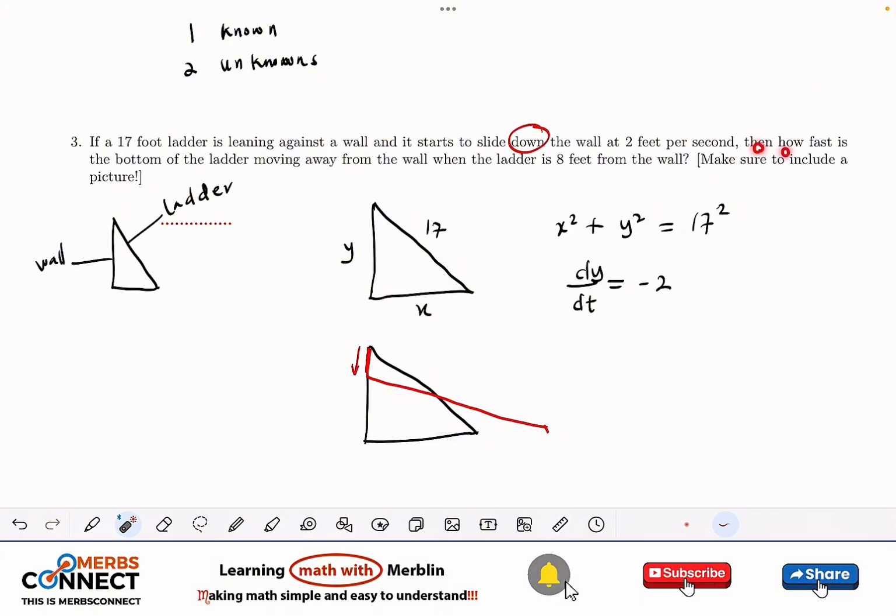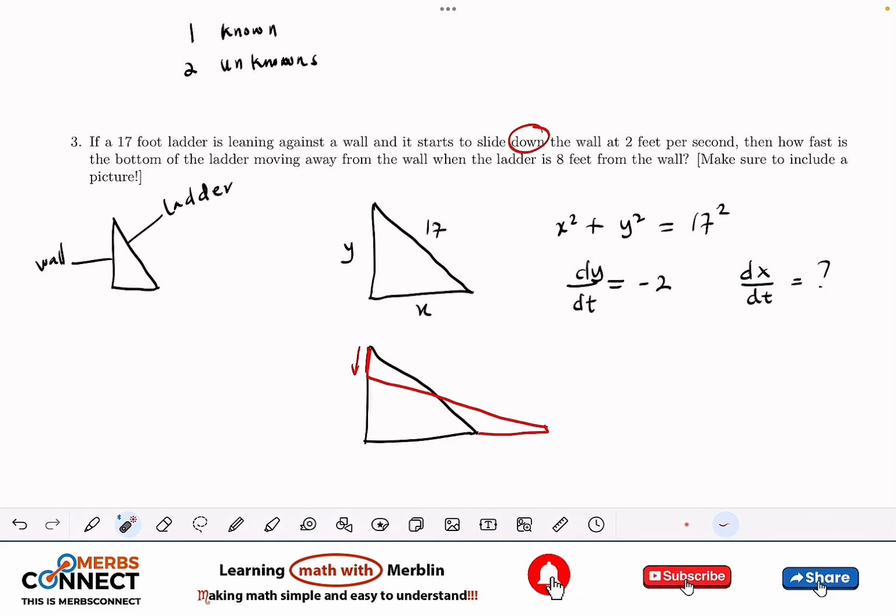Now then, how fast is the bottom of the ladder moving away from the wall? So how fast is this guy moving away from the wall, right? So that is what we are going to look for. So actually we are looking for dx over dt, because the x is at the bottom. We want to look at how fast it's moving. So that's what we are looking for.